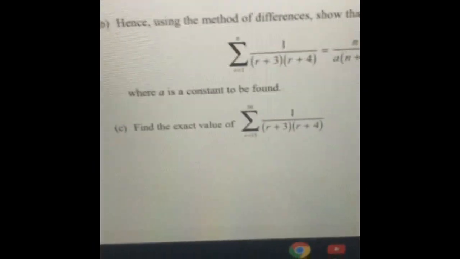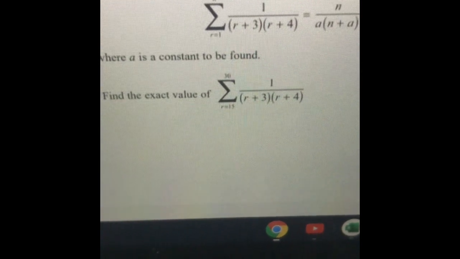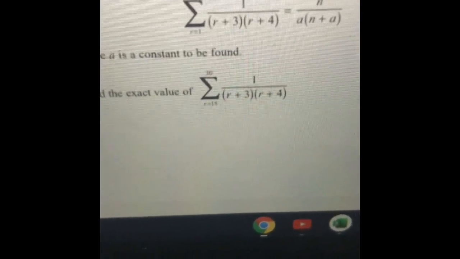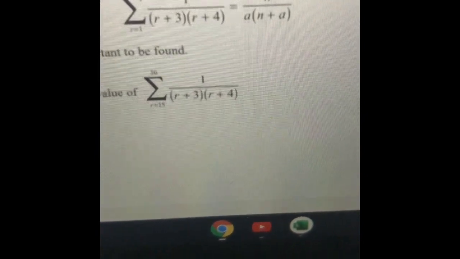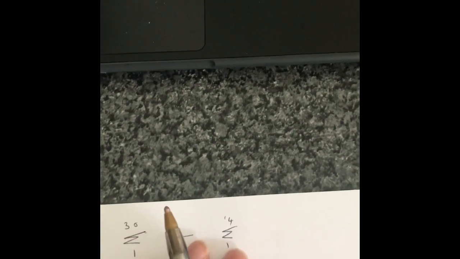And then the next bit, it says part C. Find the exact value of the sum of that sequence from the 15th term to the 30th term. So it doesn't want the first to the 30th, it wants from the 15th to the 30th. The quickest way of doing that is to say, if I've got the sum of the first to the 30th, and take off the sum of the first 14 terms, I'll get the sum of the 15th to the 30th term.